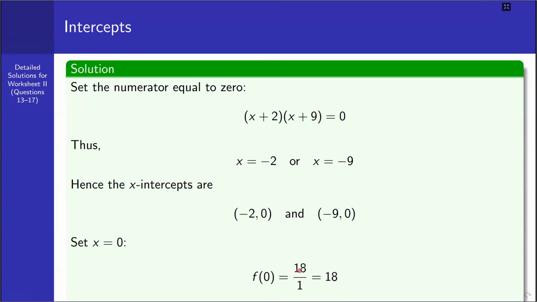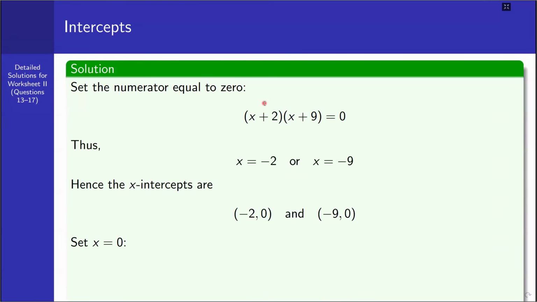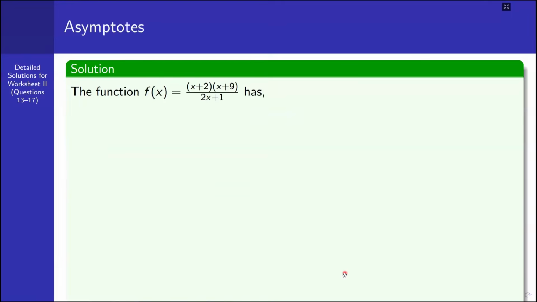We have 18, because the function here is 0 times 0 plus 18 over 0 plus 1, that is 18 over 1, which is 18. Therefore (0, 18) could be the y-intercept of the graph of the given function. This is the y-intercept. And the function x plus 2 times x plus 9 over 2x plus 1 has the vertical asymptote x equal to negative 1 over 2. It has an oblique asymptote.